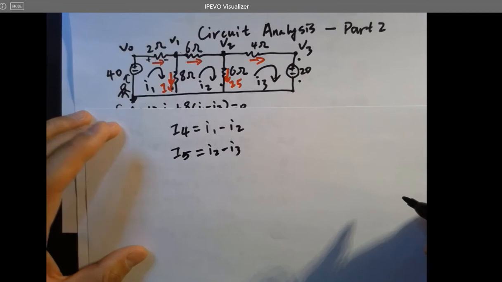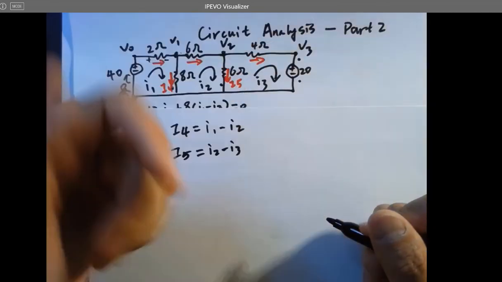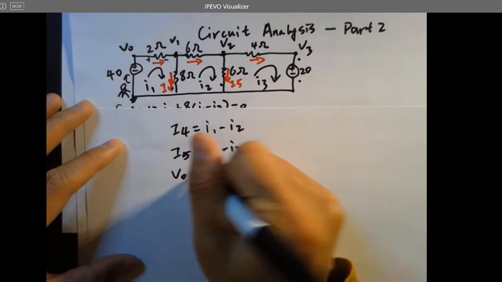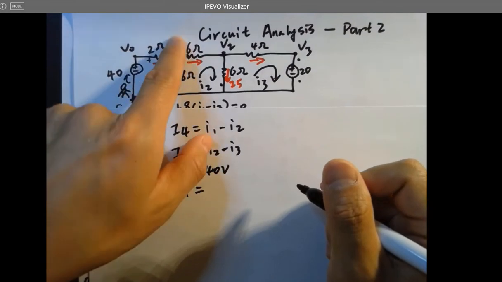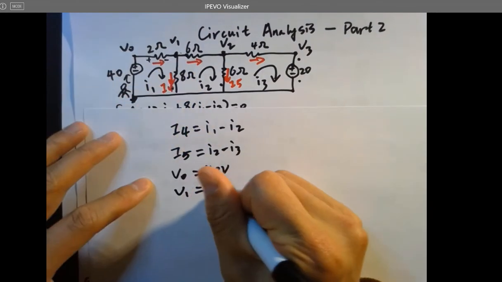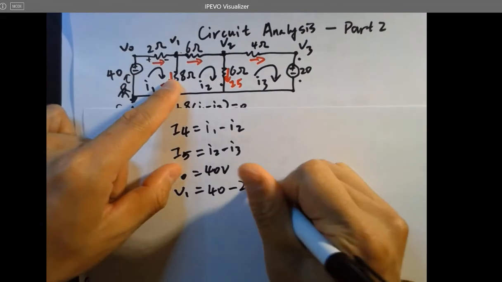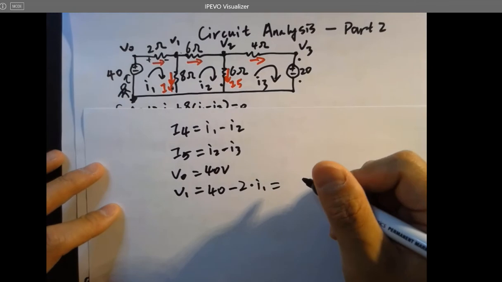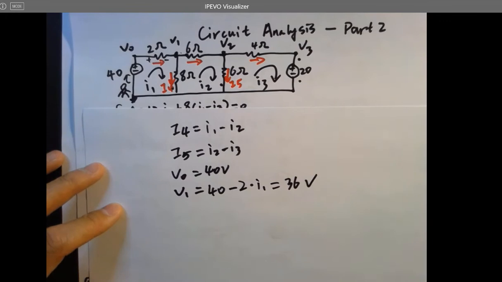Okay? And this is I1, this is I2, this is I3, no problem. And what about V0? V0 is definitely 40 volts. V1 is, what is V1? I have to use 40 volts minus 2 ohms times I1, whatever I1 is, right? So I1 is 2 amps, like as we calculated. So V1 will be 36 volts.